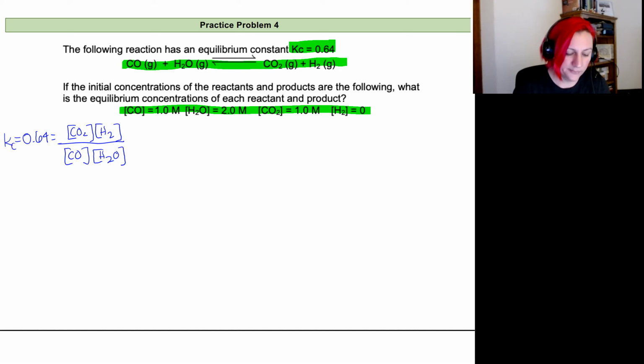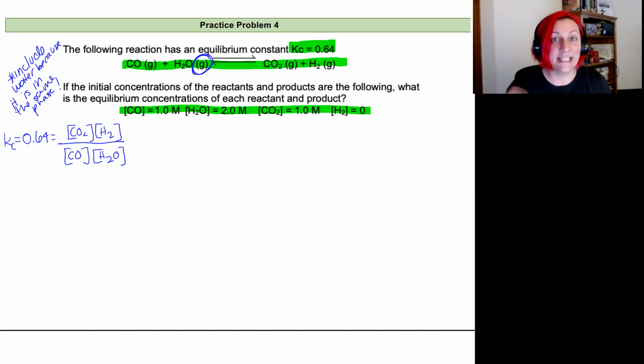Also, I'm going to note something. Our water is in the gas phase. It's in the same phase as everything else. So we are going to include water because it's in the same phase as everything else. And so it's not just the solvent, it's just a reactant or product. And as we change its concentration, it'll affect equilibrium.